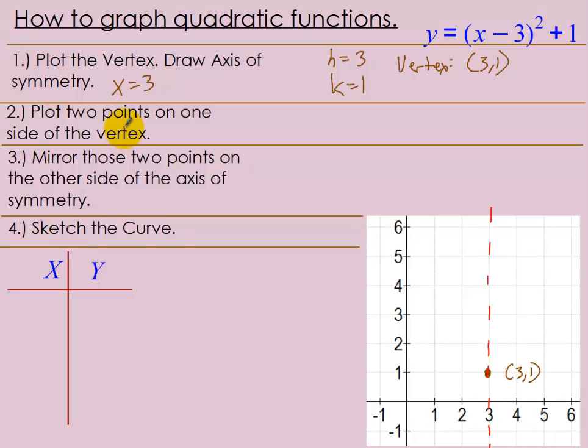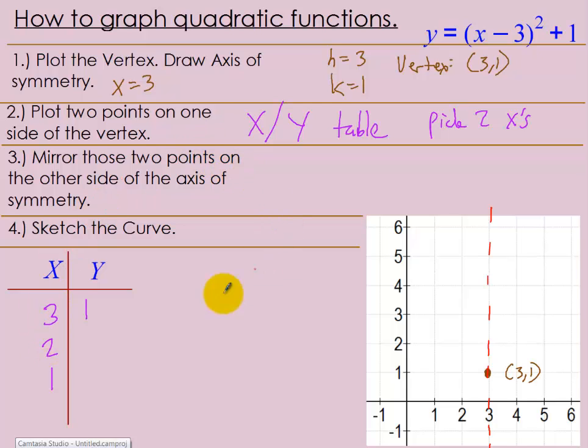Now, I want to plot 2 points on one side of the vertex. So I'm going to make this xy table. So use your xy table. I started with my first point, 3, 1. Now I'm going to put 2 points on one side of the vertex, so I'm going to pick 2 x values. You can pick them to the left or right. It doesn't matter. I'm going to pick to the left because the numbers are smaller. So I'm going to pick 2 and 1 for x. You could pick 4 and 5. It doesn't matter. And now, as you pick those points, you've got to figure out what the y value is.